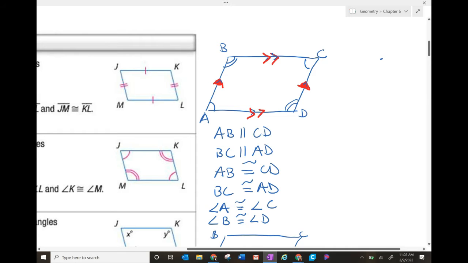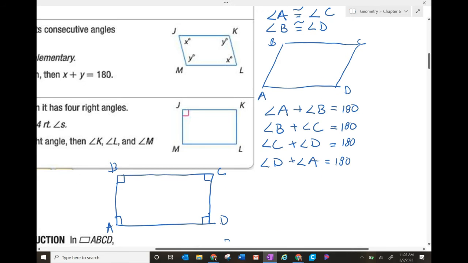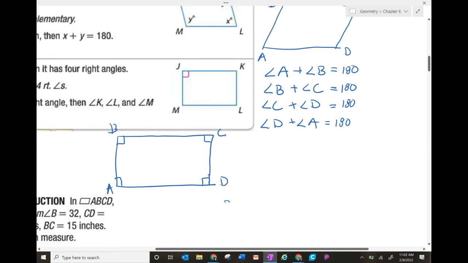Questions on that stuff? Okay. Don't worry about these other little notes I had. I talked about it with the X and the Y's, but no matter what, if two angles are next to each other, they'll add up to equal 180.